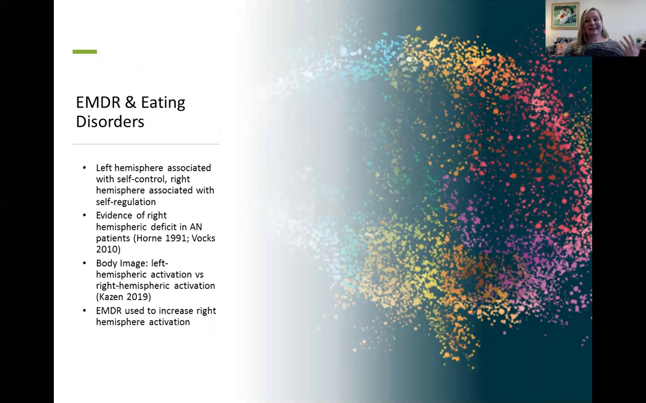So how can EMDR help with this process? Well, that's where the bilateral stimulation comes in. That's where that process really helps them integrate their negative experiences with the positive ones, to help them get to a place where they can say, okay, yes, this bad thing did happen. However, it's not defining me and my sense of who I am.